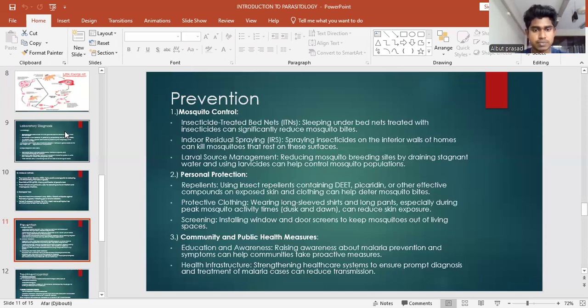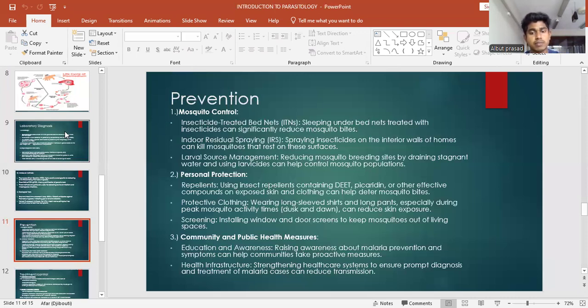Personal protection, the clothing we use: wearing long sleeve shirts and long pants, especially during mosquito activity times, such as dusk and dawn, because that's the period when the mosquitoes come. Screening: installing window and door screens to keep mosquitoes out of living spaces.